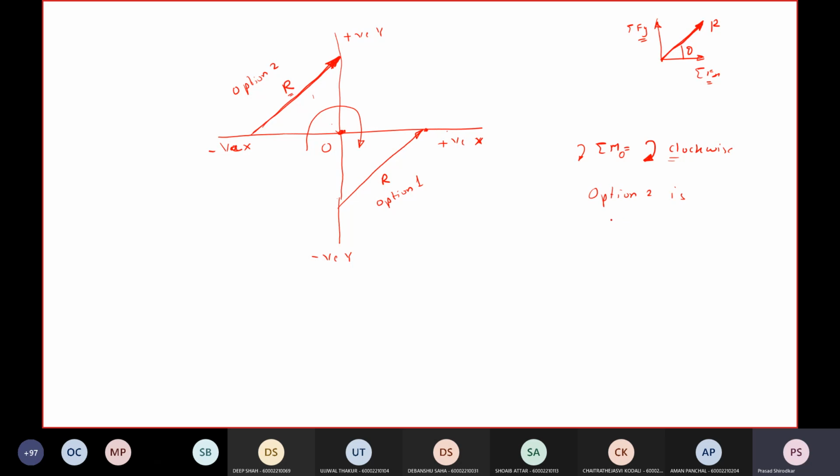Okay, correct. So this resultant is in this direction and it should exert a clockwise moment about O. Okay, so if I choose option 1, then the moment exerted by the resultant force about O will be in which direction? Anti-clockwise. Which is not what we have got. So it is violating whatever we have derived. Does that clarify why option 2 and not option 1?